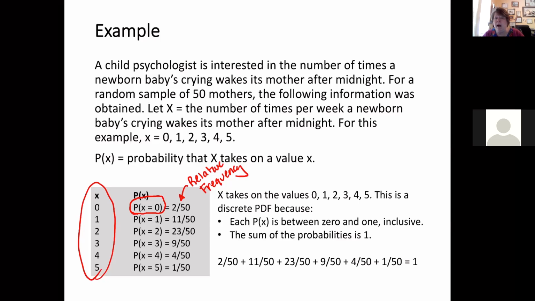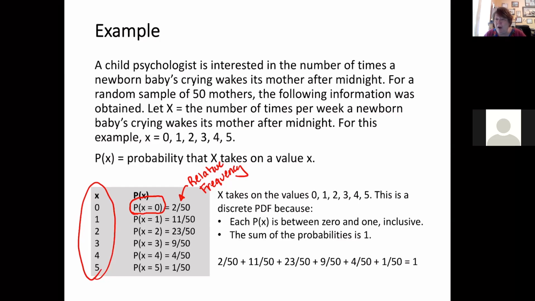Now, for this to be a discrete probability distribution, what has to be true is that each of these probabilities must be between 0 and 1. You can't have a probability less than 0 or greater than 1. So again, all these relative frequencies are less than 1. 2 out of 50 is less than 1. 11 out of 50 is less than 1, etc.